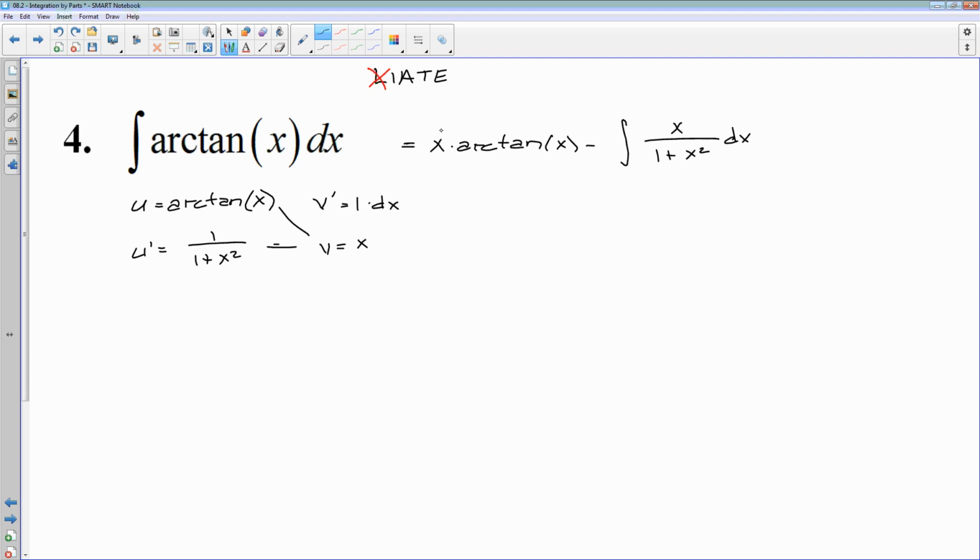Okay, so now I've got x arctan 10x. Now I need to tackle this, and when I see a fraction, my eyes are immediately drawn to the denominator, and I know that I have 1 plus x squared. The derivative of that is 2x. If I put a 2 up here, I'll offset it with a 1/2. My top is now the derivative of the bottom.